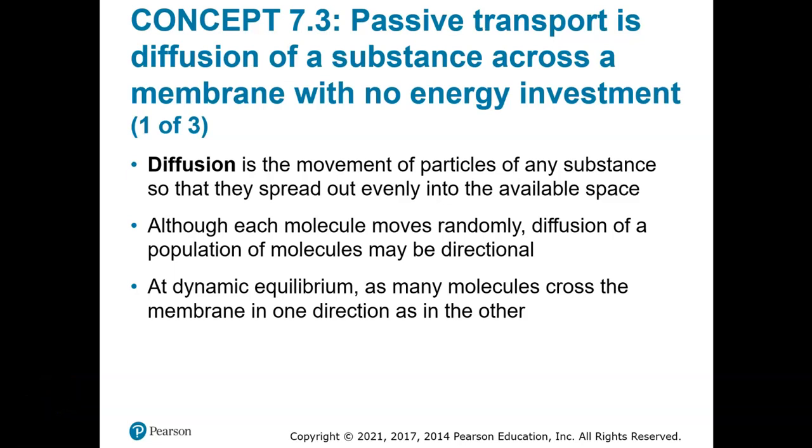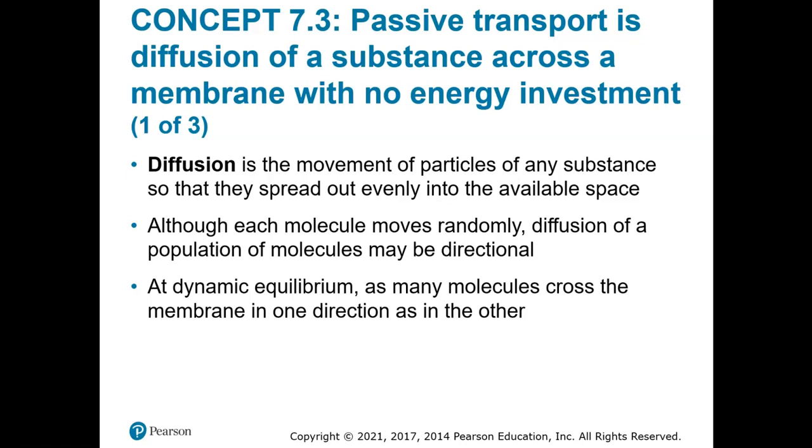Passive transport across the plasma membrane means that the substance does not need any energy in the form of ATP to help it to cross the membrane. So passive means no energy investment or no energy requirement. And it also means that the molecule or the substance is going to move from where its concentration is high to where it is low.